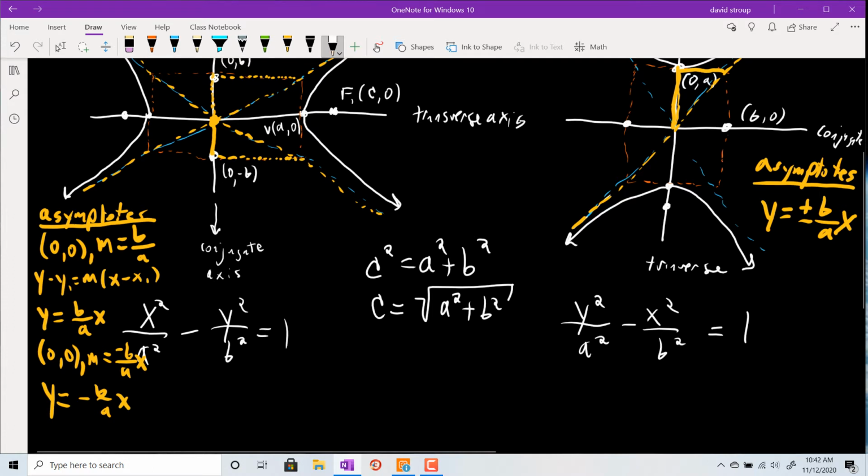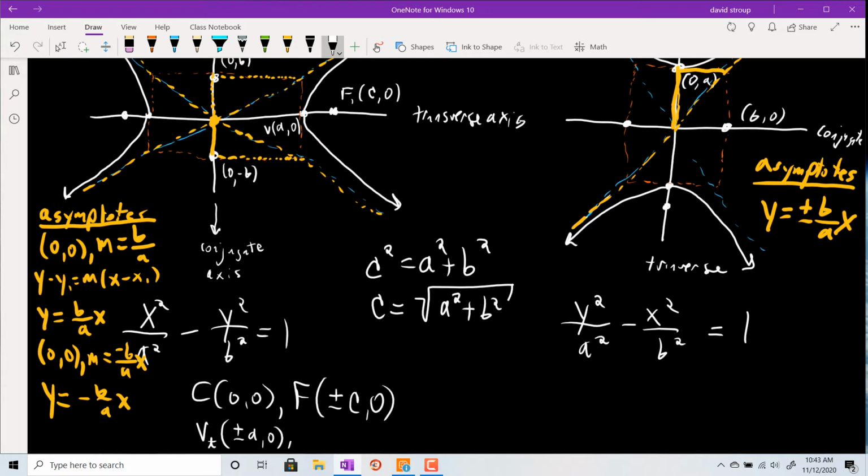If you're taking notes here, the center is 0, 0. The foci will be at plus or minus c comma 0, and the vertices on your transverse axis, I'll say v sub t, will be at plus or minus a comma 0. And then the, quote unquote, vertices, they're not even part of the graph anymore, but the points on the conjugate axis, I'll say v sub c, will be at 0 comma plus or minus b.